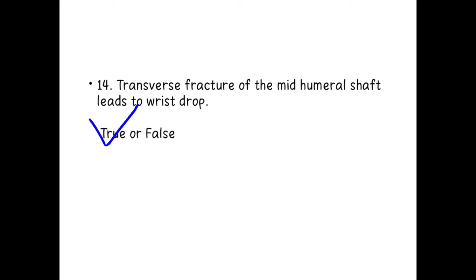Now, if you look at the osteology of the humerus bone, you will notice that at the mid shaft of the humerus bone, there is a radial groove, and this radial groove allows the radial nerve to pass through. So if there is a transverse fracture, it will definitely lead to a lesion or damage or compression of the radial nerve, and in all cases it will definitely lead to a wrist drop.